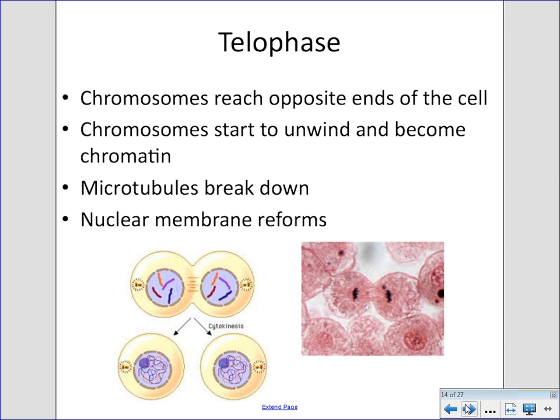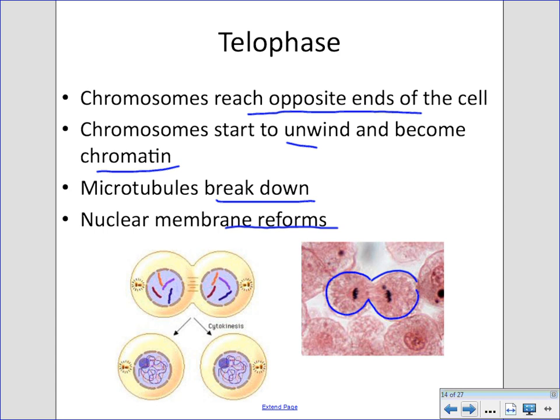In the last phase, which is telophase, the chromosomes have now reached opposite ends of the cell, and the chromosomes will start to unwind and become chromatin again. The microtubules break down and disappear, and we get the nuclear membrane reforming. So identifying telophase, you're basically getting what looks like two cells that are joined together, but they're essentially separated. So you can start to see that separation of those two cell membranes.